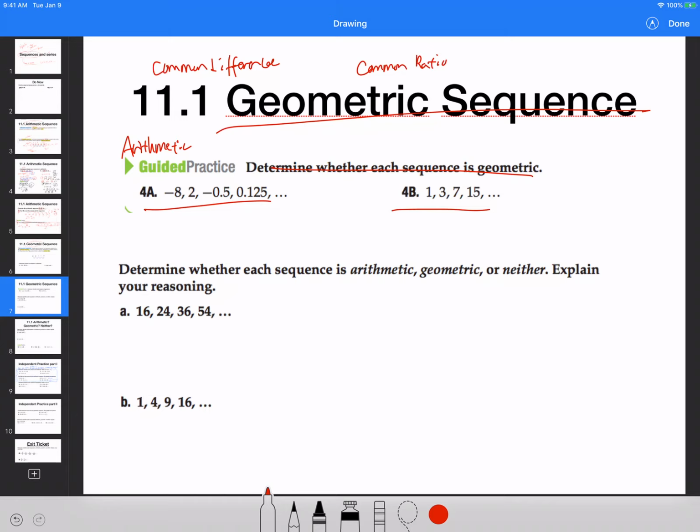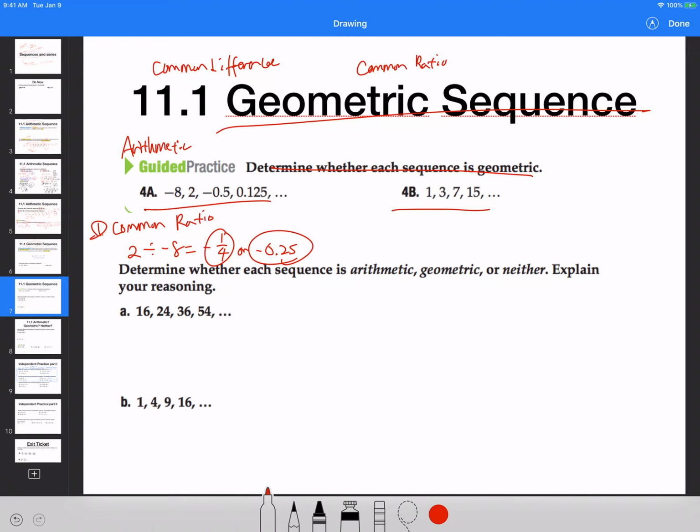Okay, so first of all, the number one step is to always look for our common ratio and make sure that it's consistent throughout these questions. So the common ratio here is 2 divided by negative 8, which gives you negative 1 over 4, or negative 0.25. That's the factor that you're going to consistently multiply by.